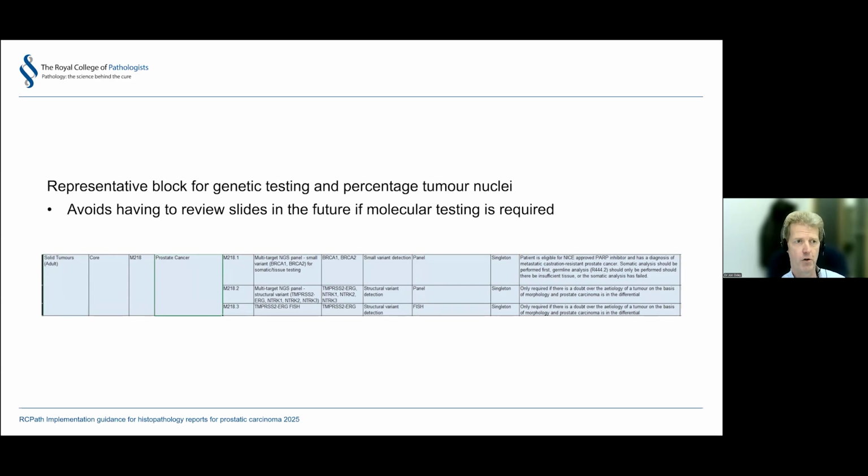So it's tumour nuclei, not of tumour. So you may have a tumour percentage of 50%, i.e. half the core involved, but as the rest of it is stroma and very low nuclear, you're going to get a higher percentage of tumour nuclei.